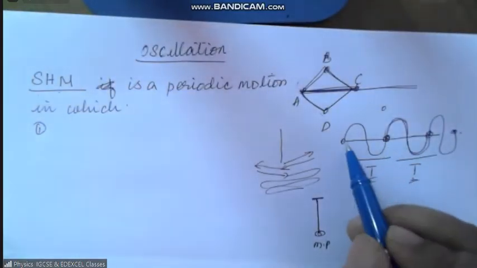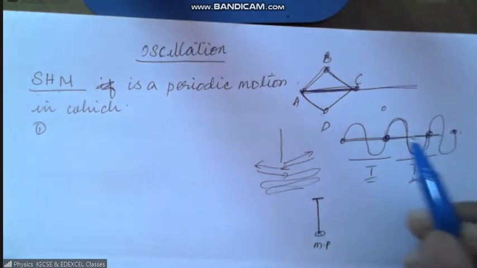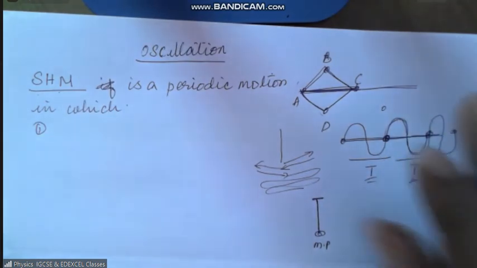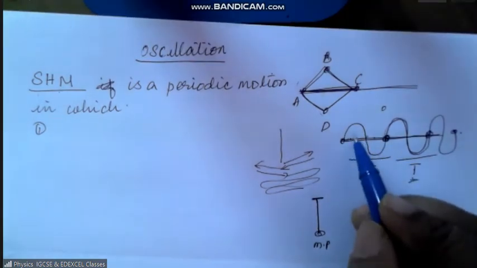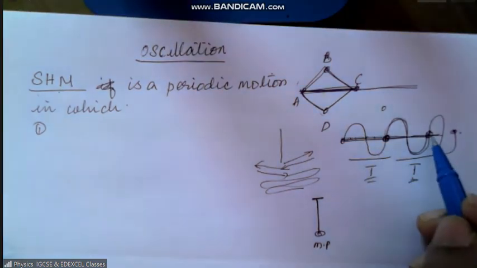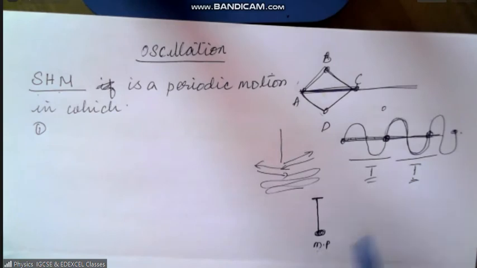Yes. For example, if this is a rope, when the wave was not there, all these particles were here. So mean position is the position of the particle when there is no movement or when there is no wave. So if there is no wave, this string and this mass will be in this position. So this is called the mean position.